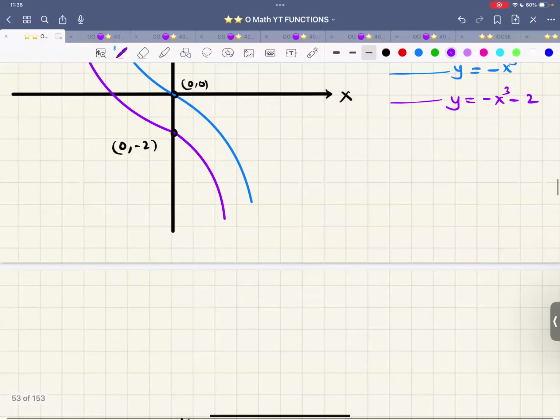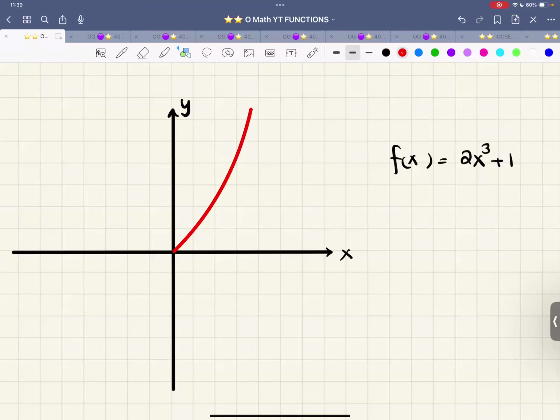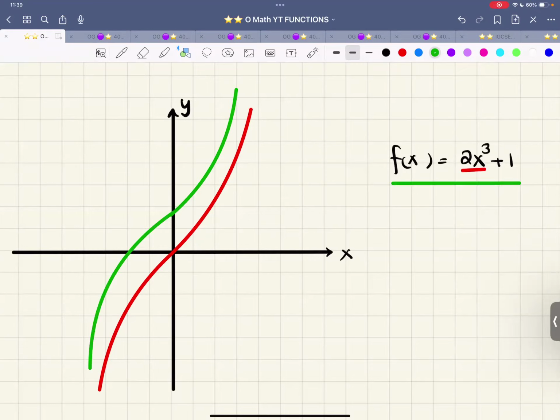Got the idea? 2x cube plus 1, just a bit steeper, nothing special. So this is 2x cube for a second. So this is 2x cube like this. The red one is 2x cube and then plus 1. So now this is like this green thing and then green thing like this. So the whole thing is the green one.